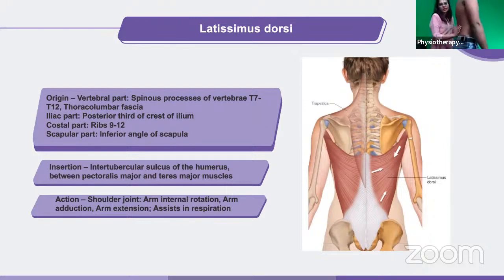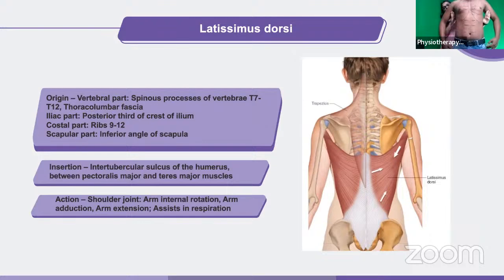So latissimus dorsi starts from your iliac crest. It goes upwards like this. It has attachment to the 9th to 12th ribs. It attaches to the inferior angle of the scapula. Where is the inferior angle of the scapula present? It is present at T7, right? So it goes like this, and it gets attached to the intertubercular sulcus. From behind, it will go like this and get attached to the intertubercular sulcus of the humerus.